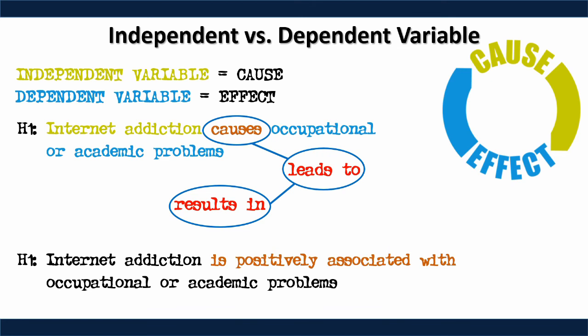Why? Because remember what I told you about positive or negative associations before. I said that as scores of one variable go up, the values on the other variable will go up or down in patterned ways. The mere existence of correlation says nothing about causation. So if you see any hypotheses of association, you should say that the independent variable and dependent variable cannot be determined.